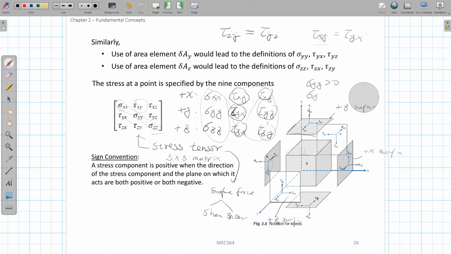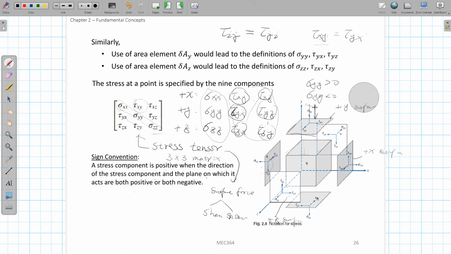If I write sigma yy is smaller than 0, that means that your force is in this direction, because the normal force direction will be the inverse of the normal direction of this surface. Okay, so that's the meaning that the stress component is positive when the direction of the stress component and the plane on which it acts are both positive or both negative. Which means that if this n direction and this force direction are the same, we will know that this will be positive. If they are not the same, then we will think that it is negative.